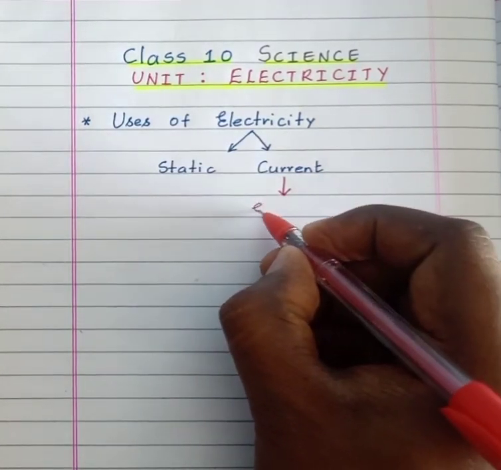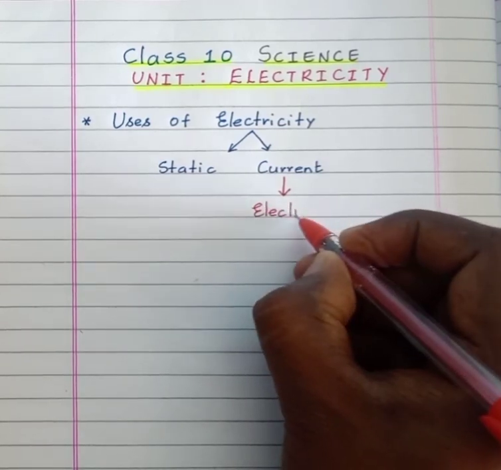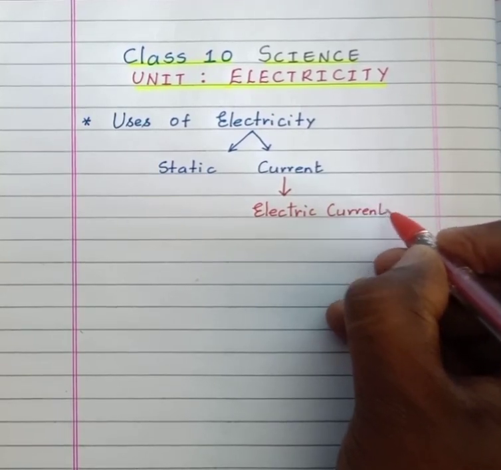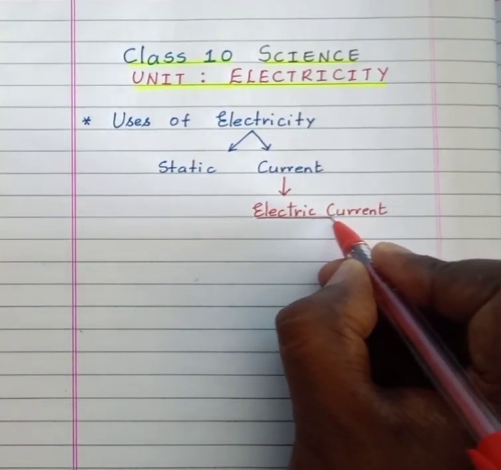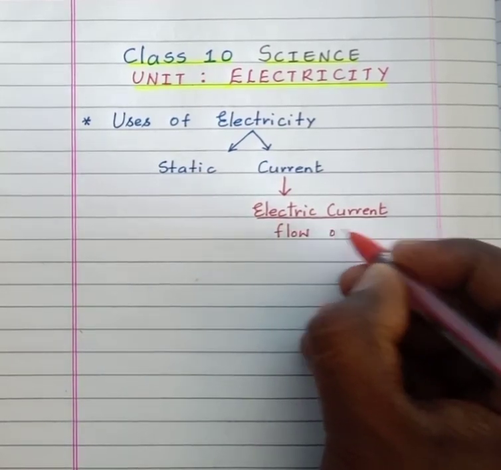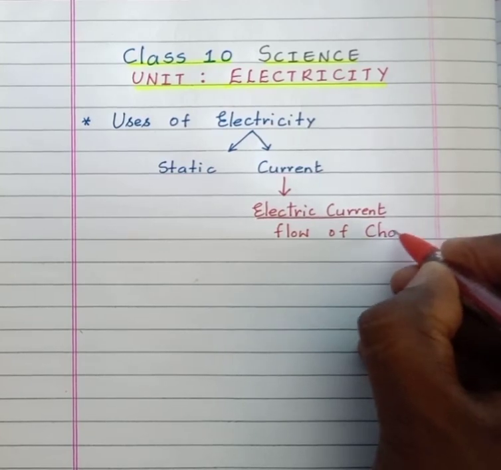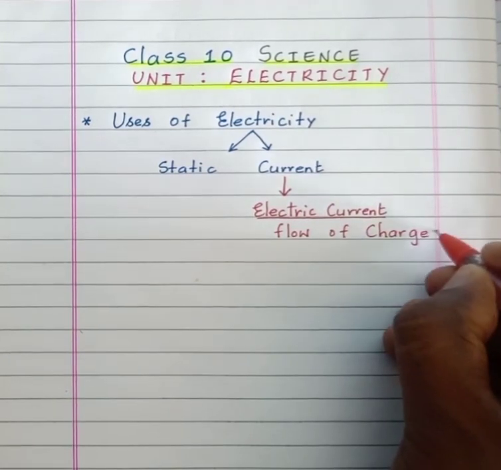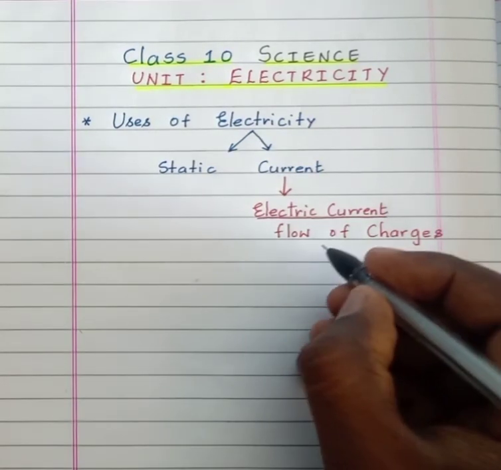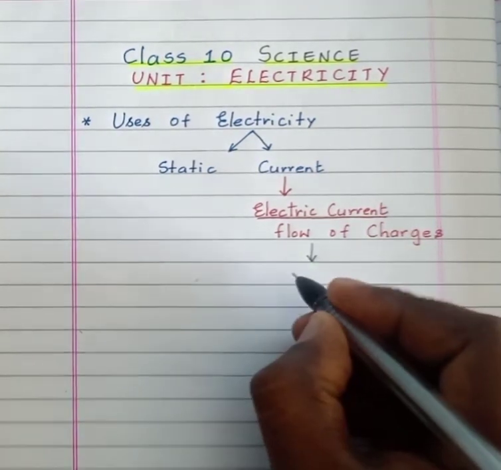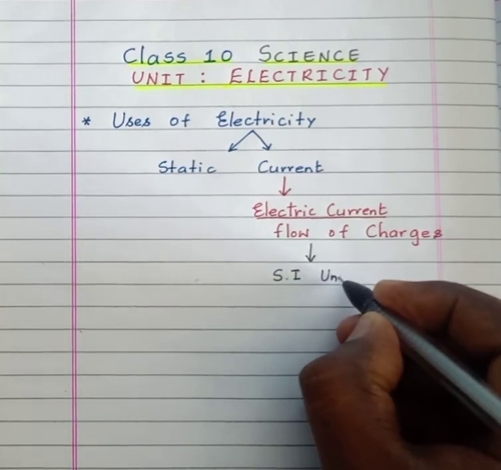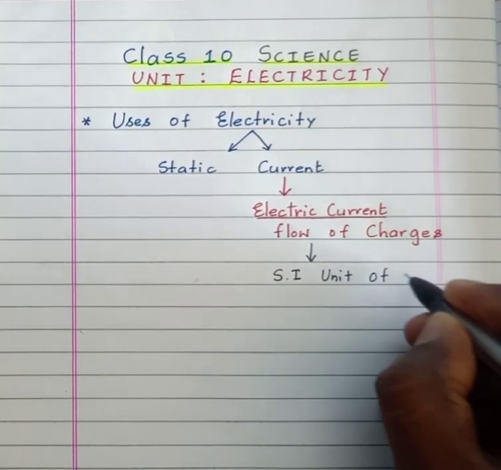Then what is current? Current is nothing but we can say it as electric current. What is electric current? Electric current is nothing but the flow of charges. Then we have studied about the SI unit of electric current, that is ampere.